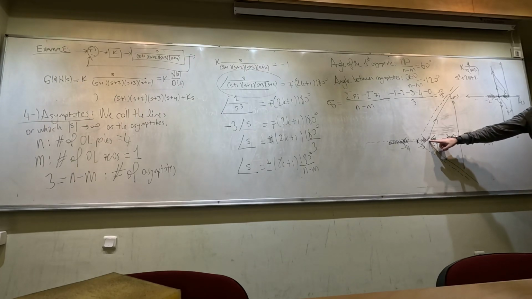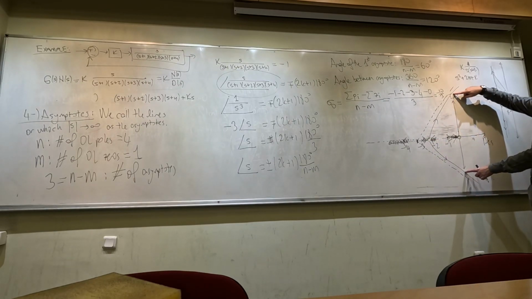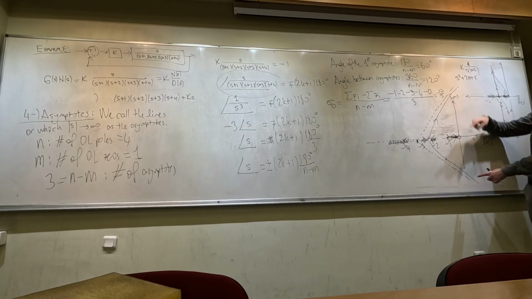One is this separation point. It is going to be called the breakaway point in root locus theory. And another point that we will concentrate on is the intersection with the imaginary axis.